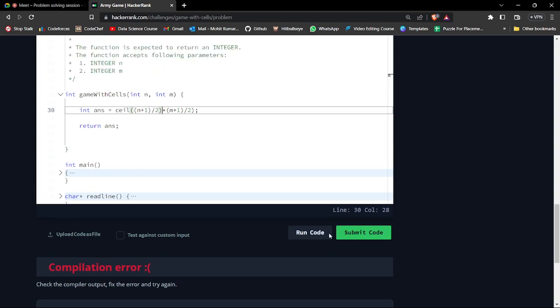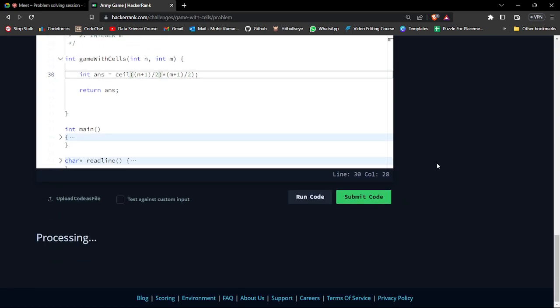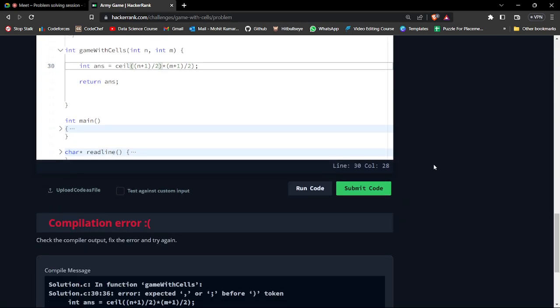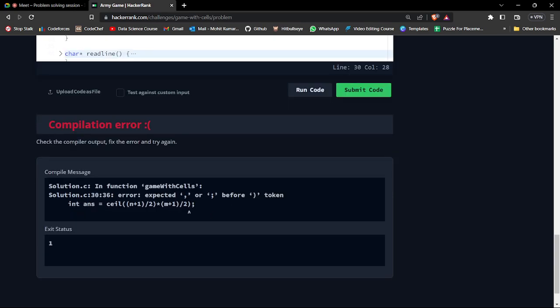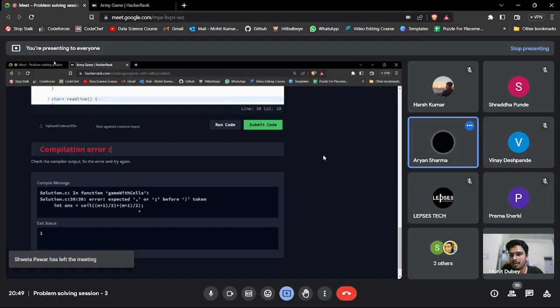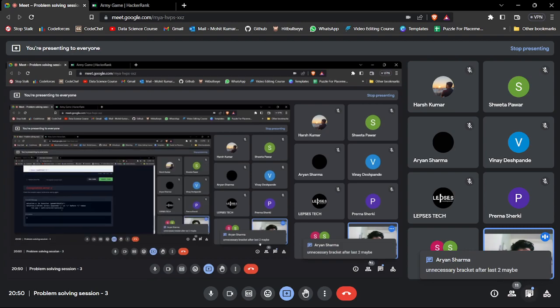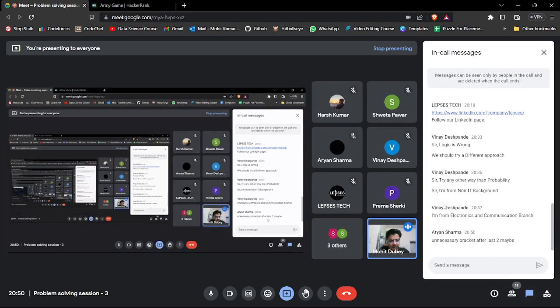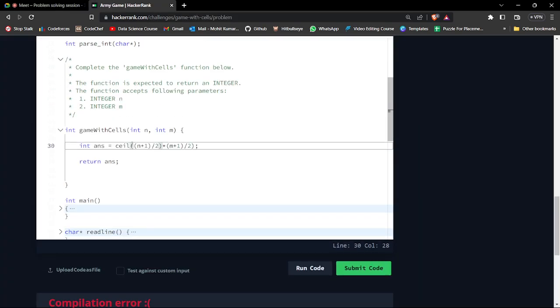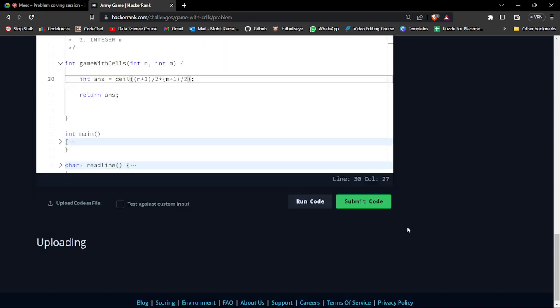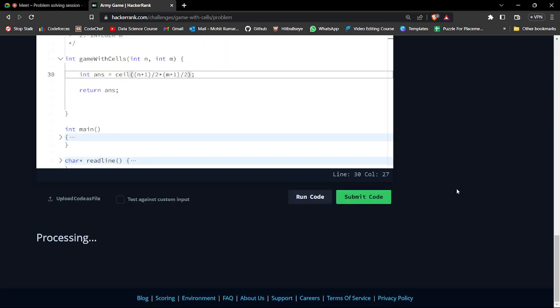What just happened? We are getting something wrong. Okay, just an unnecessary bracket after the last two, maybe. No, this bracket is because of the seal. Okay, no. Yeah, we have actually closed the bracket here. That was the problem. Okay, now we must be getting the wrong answer.